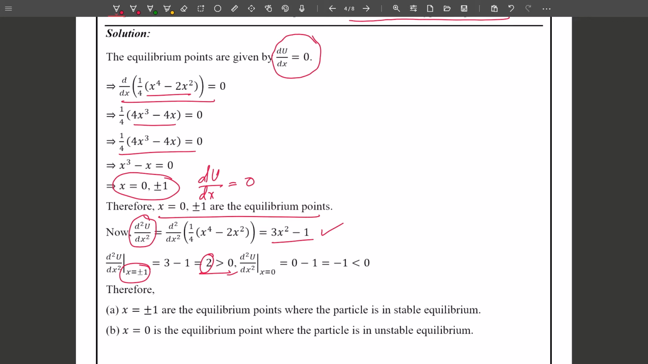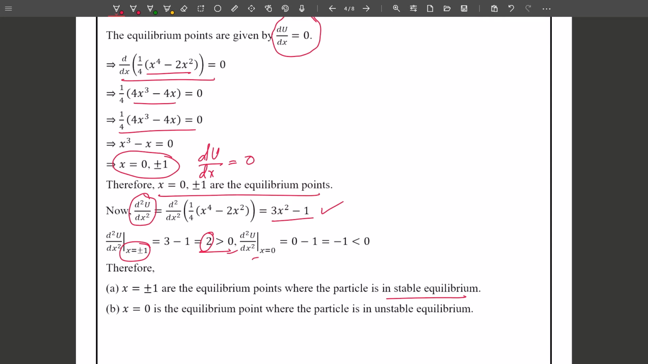Which means x equal to plus minus 1 is a point of stable equilibrium, whereas at x equal to 0, the value of d2U/dx squared is minus 1, which is negative. So if it is negative, then x equal to 0 is a point of unstable equilibrium. I hope this is clear.